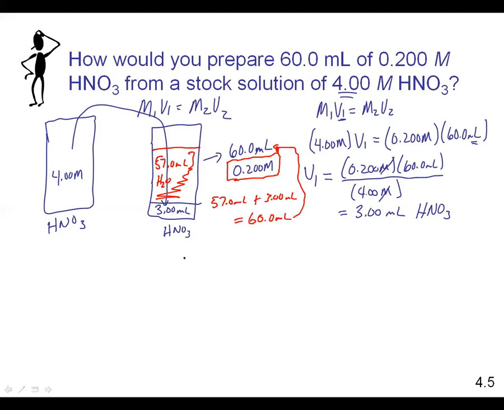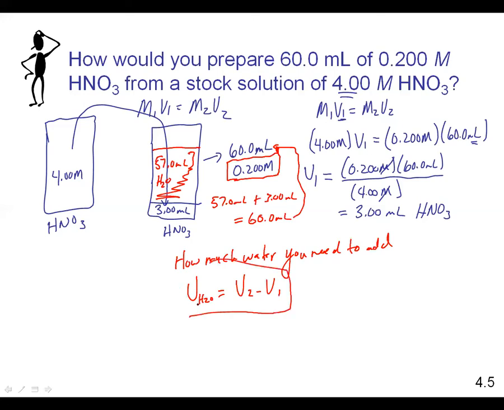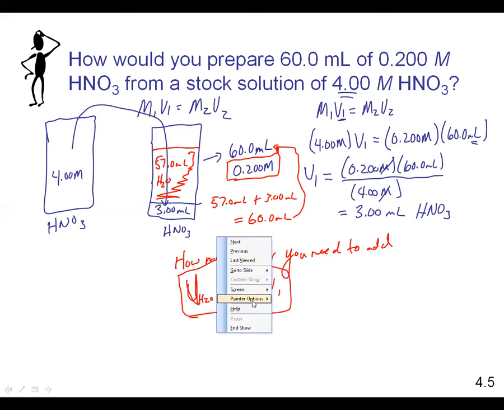A lot of times when you're doing a dilution problem, they will ask how much water you need to add. Generically speaking, usually the volume of water or solvent is V2 minus V1. So that's one way that you can calculate how much water you need.